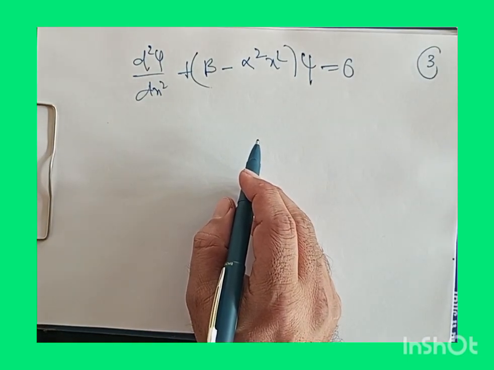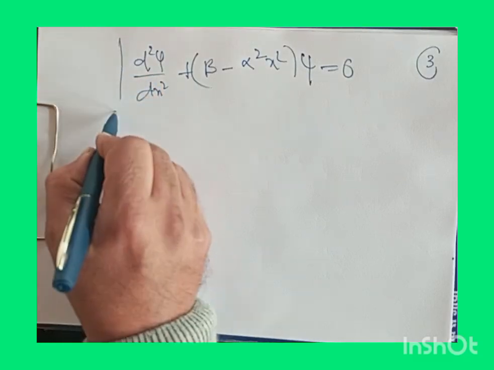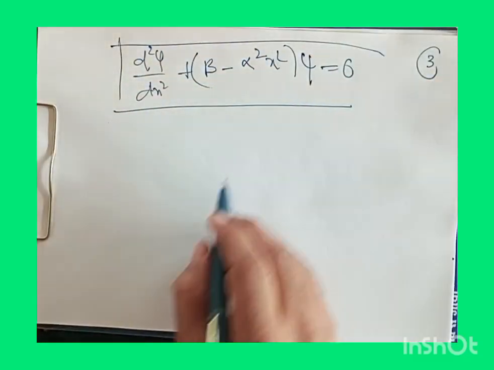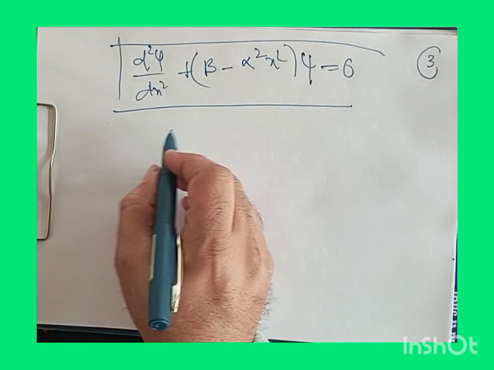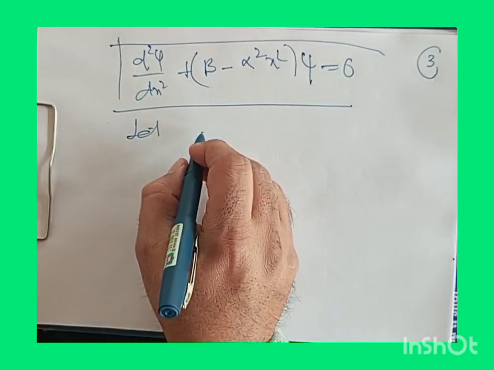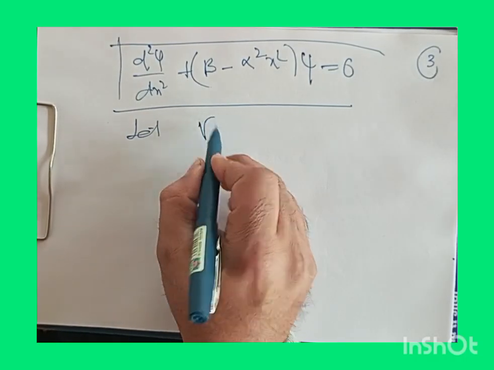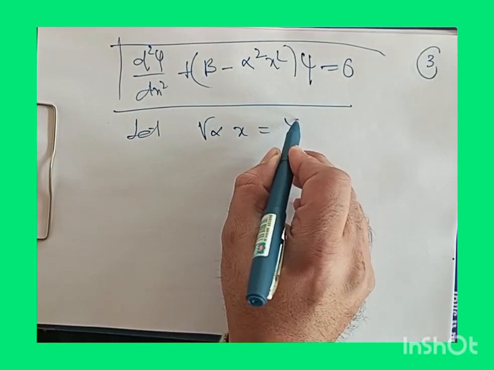Now, in order to solve this equation, let's go for another substitution to make this equation more convenient. I will use under root of alpha times x is equal to y.